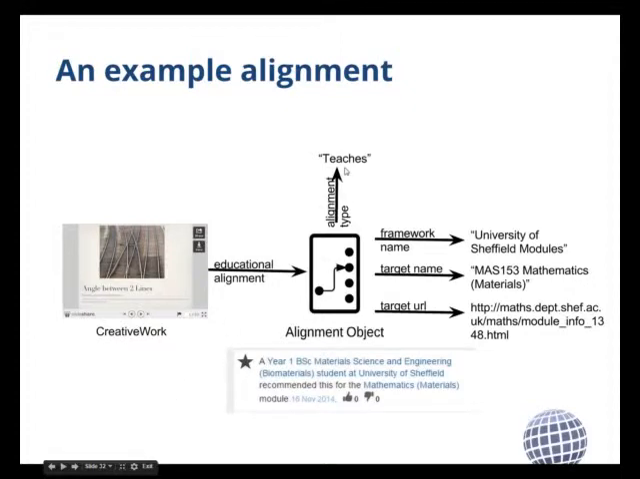The resource called Angle Between Two Lines teaches something that is identified as a part of the framework University of Sheffield modules, and that part of the framework has the name MAS 153 Mathematics, brackets materials, and the URL that's here. So the alignment object is providing information both on the nature of the educational alignment and the particular node to which the resource aligns.